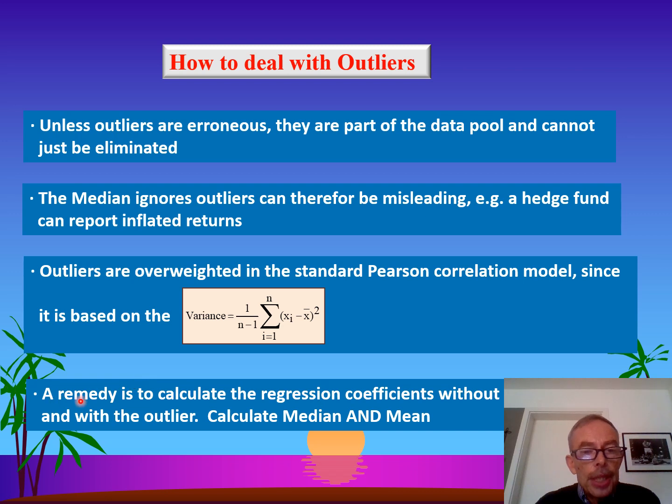Okay? A remedy is to calculate the regression coefficients without and with the outlier. So that gives us valuable information. Principally, the more information we have, the better. And calculate the mean and the median, which is the same thing. You calculate the central tendency with a mean, which includes the outlier, and with a median, which excludes it. Typically, the more information you have, the better.